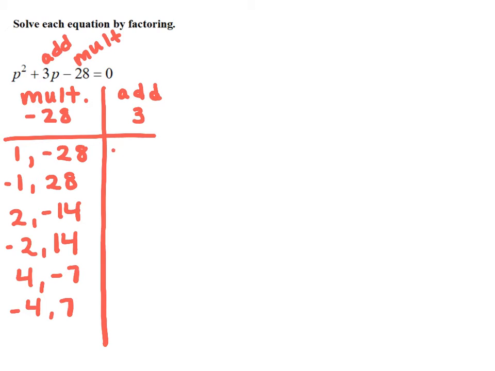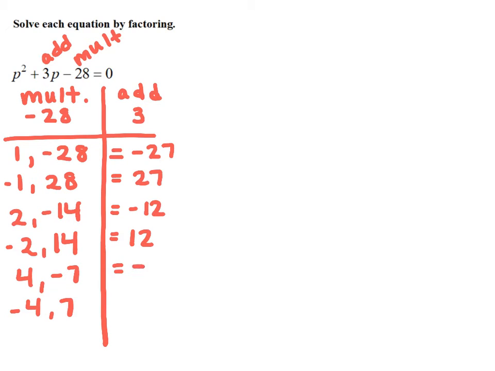Now if I were to add across, 1 plus negative 28 gives you negative 27. Negative 1 plus 28 gives you 27. 2 minus 14 is negative 12. Negative 2 plus 14 is positive 12.